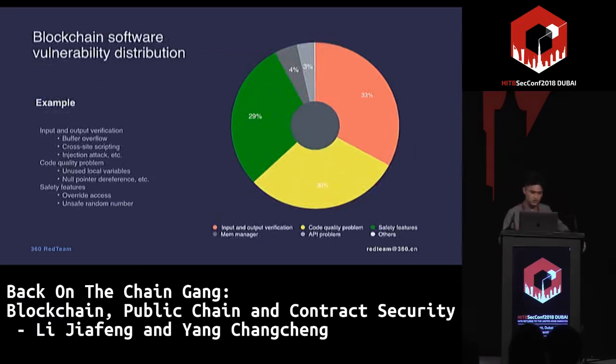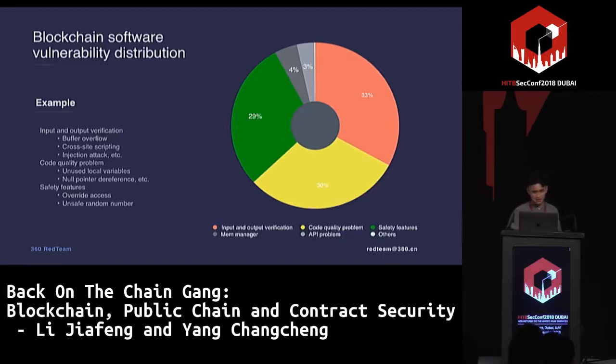According to our research, 33% of attacks are input and output verification problems. For example, buffer overflow and cross-site scripting. Buffer overflow happens in the public chain or the exchange, and cross-site scripting just in the exchange, and injection attacks, for example, code injection or SQL injection.